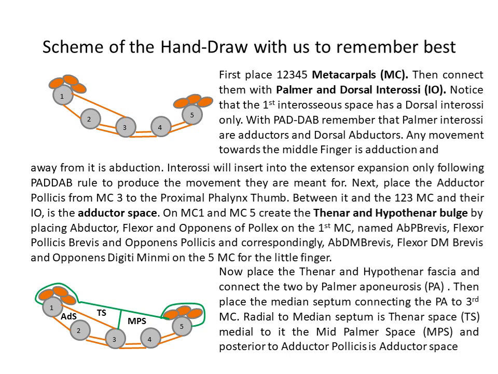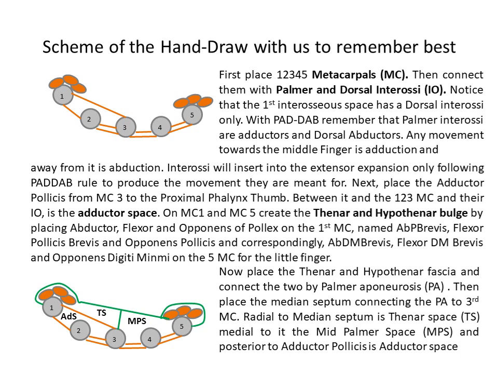On the metacarpal first or the thumb side and on the metacarpal fifth, that means the little finger side, create the thenar and the hypothenar bulge by placing the abductor, flexor and opponens of the pollex on the first metacarpal, and you have to name them abductor pollicis brevis, flexor pollicis brevis and opponens pollicis. And correspondingly on the fifth metacarpal and for the little finger, you have the abductor digiti minimi brevis, flexor digiti minimi brevis and opponens digiti minimi brevis.